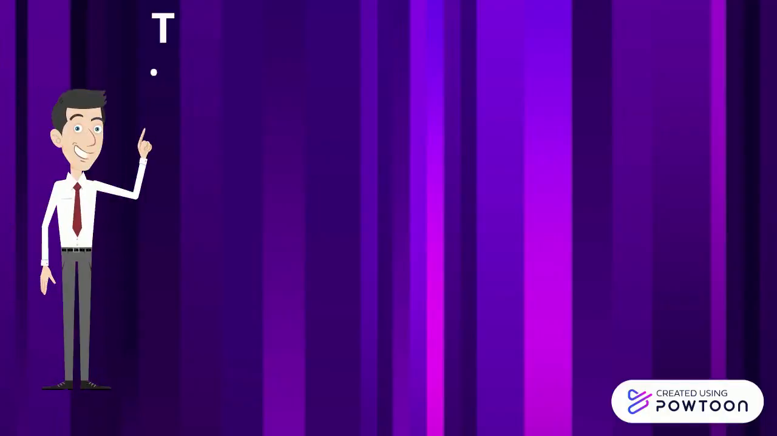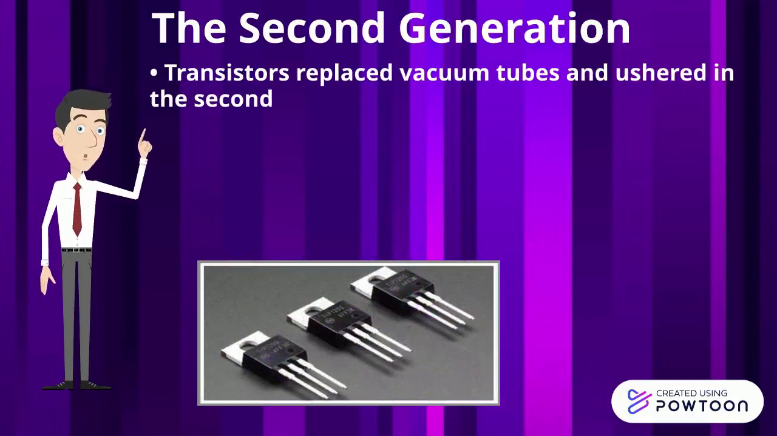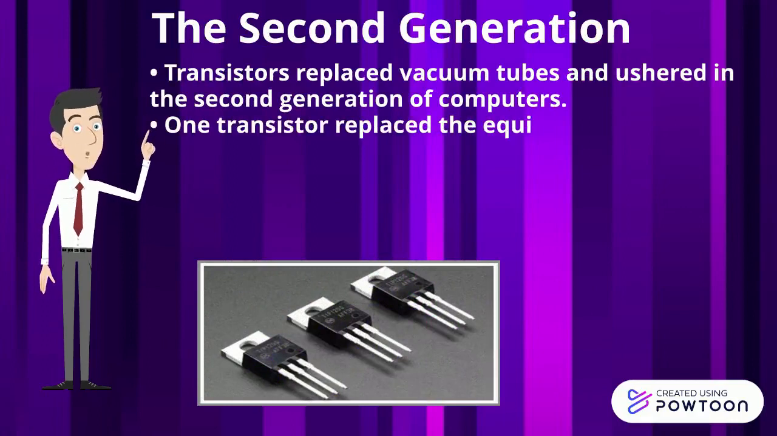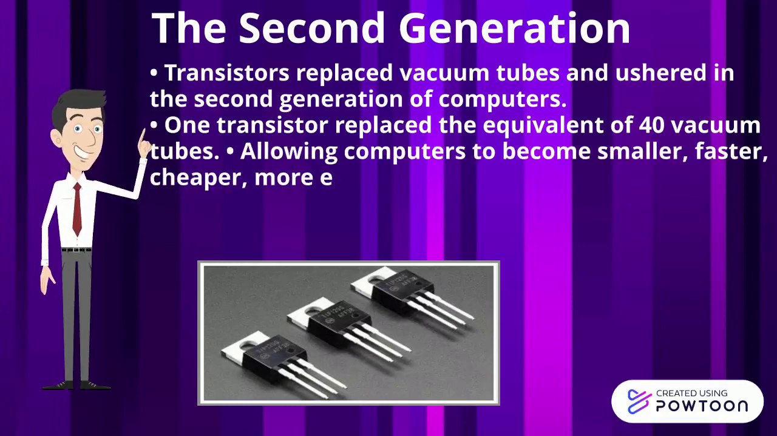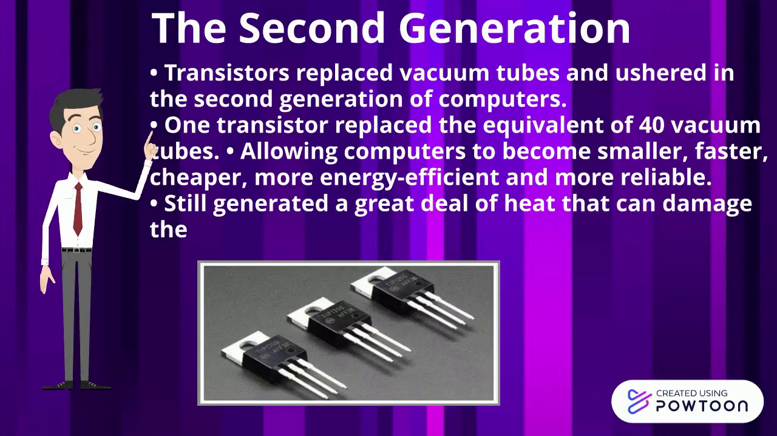The second generation. Transistors replaced vacuum tubes and ushered in the second generation of computers. One transistor replaced the equivalent of 40 vacuum tubes, allowing computers to become smaller, faster, cheaper, more energy efficient and more reliable. They still generated a great deal of heat that can damage the computer.